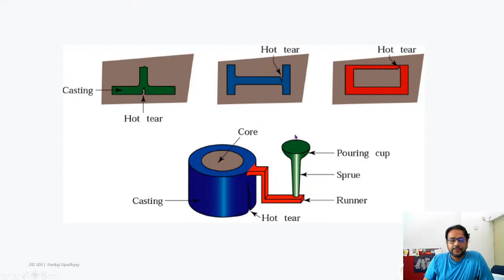So the main reason for hot tears is non-uniform cooling of the surfaces of the casting. Okay, so in this case, let's say this part cools earlier than this part and the outer surface, and once this starts cooling, it tries to pull in material from all directions, and there are considerable forces on the outer surface because of which hot tears happen.